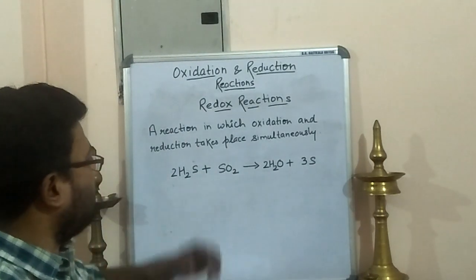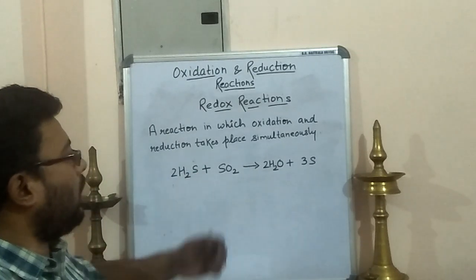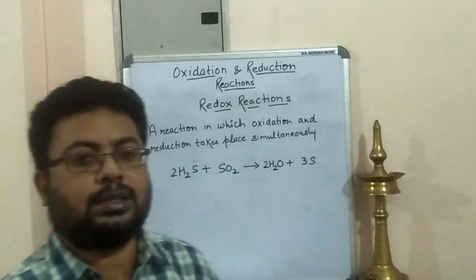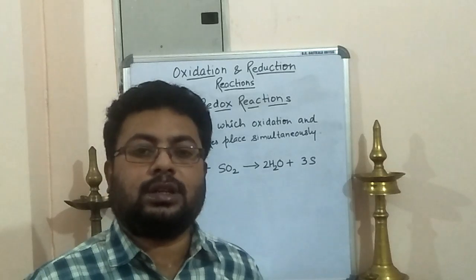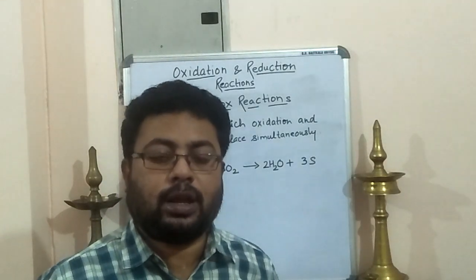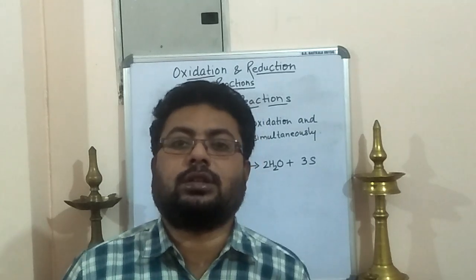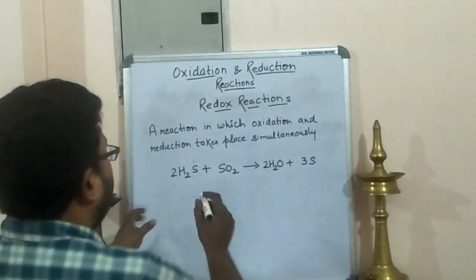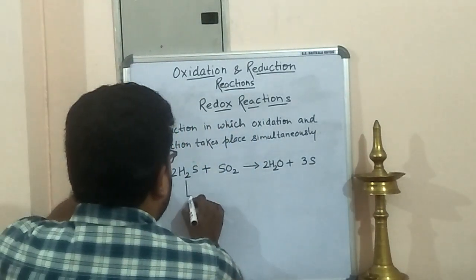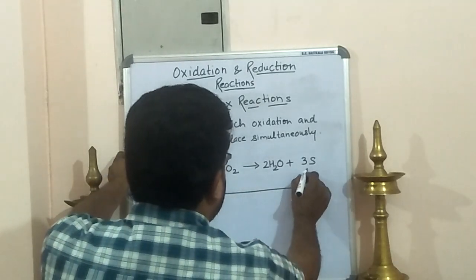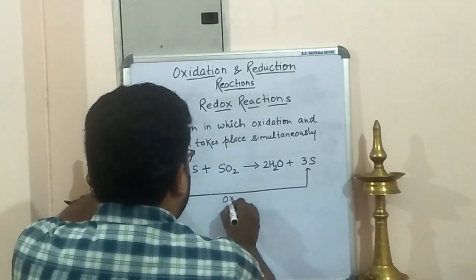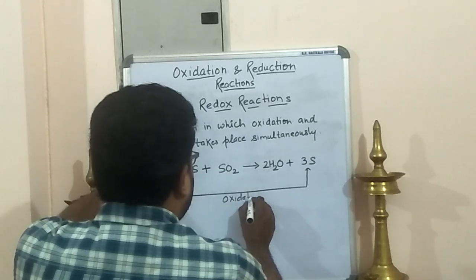In this reaction, what is happening to hydrogen sulfide? Yes, hydrogen is being removed from it. And removal of hydrogen is what? Removal of hydrogen is oxidation. So that means hydrogen sulfide is getting oxidized. So here we find oxidation happening.